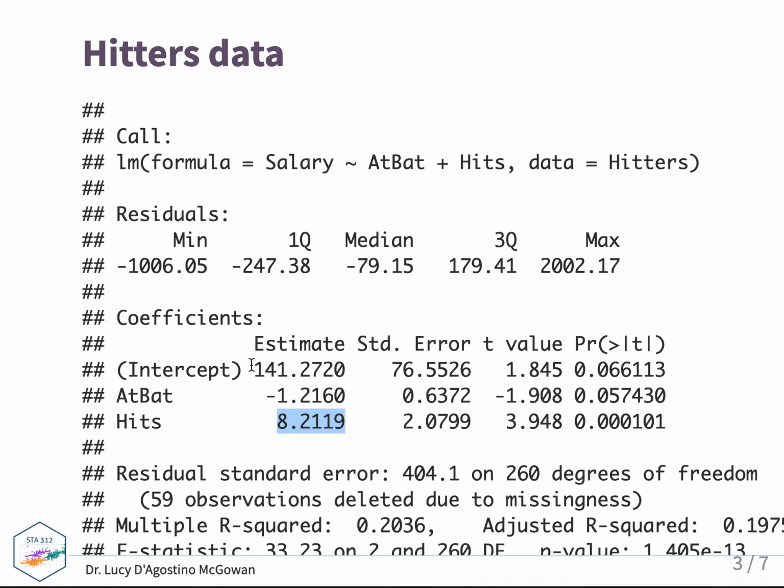And what about the interpretation of this intercept? The intercept tells us what we would expect salary, our outcome, our y variable, to be when all of the predictors are 0. So if the number of times at bat and the number of hits for a player were both equal to 0, we would expect the salary to be 141.27 on average.